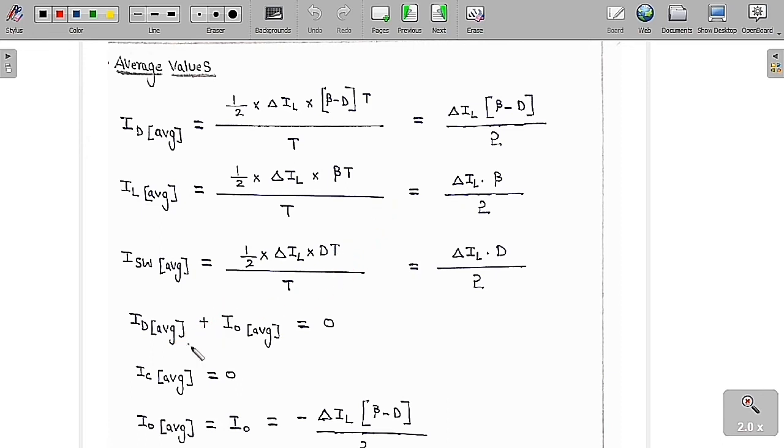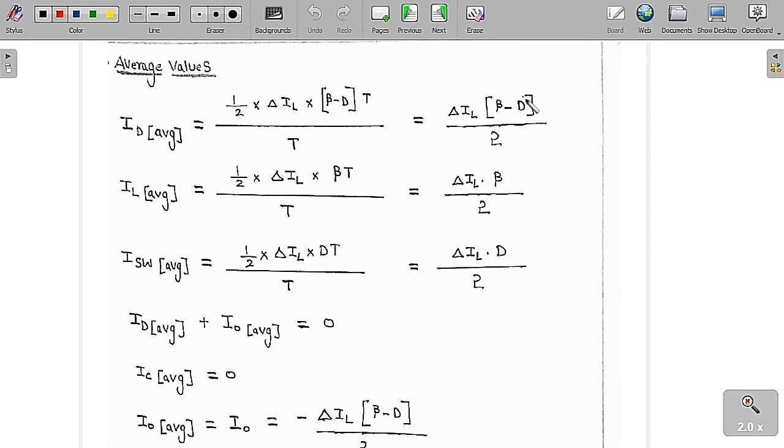Now, simply by applying KCL, we get ID plus IC plus I naught is equal to 0. So ID average plus I naught average plus IC average is equal to 0. But IC average is equal to 0. Therefore, ID average plus I naught average is equal to 0. So I naught average is equal to I naught is equal to minus ID average.